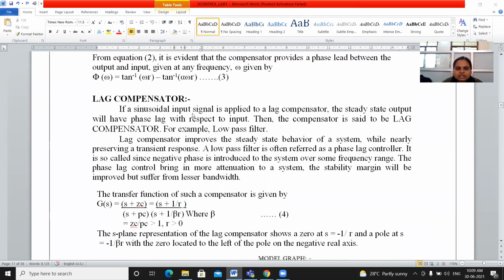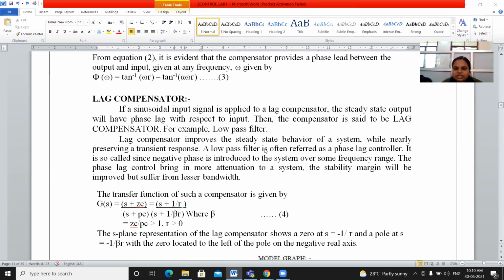In the same way, we will go with the lag compensator. If a sinusoidal input signal is applied to the lag compensator, the steady state output will have a phase lag with respect to the input. That compensator we call a lag compensator. An example is a low pass filter design. A lag compensator improves the steady state behavior of the system while nearly preserving the transient response, and we can design it as required.